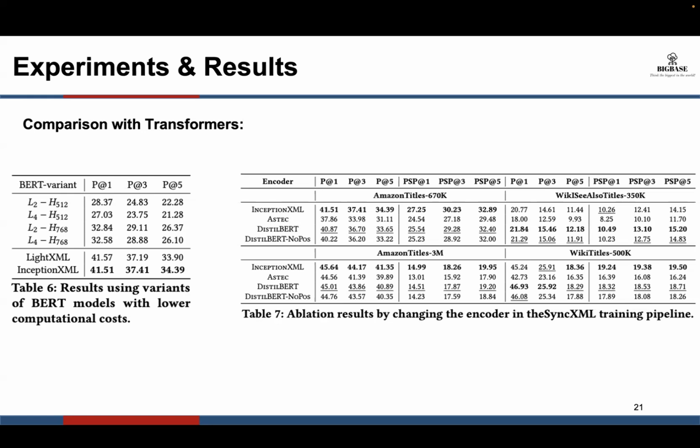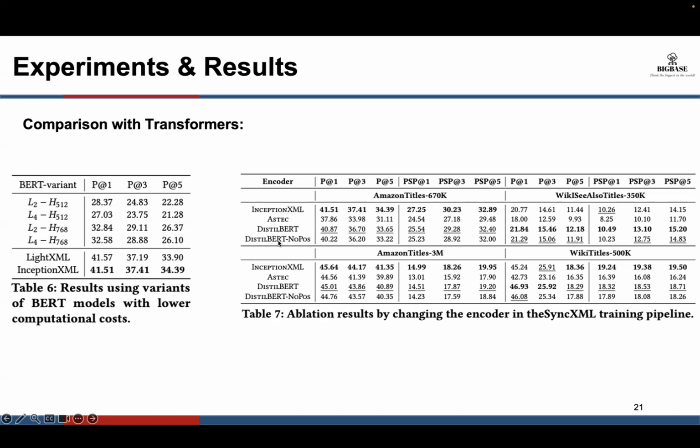And in table 7, it can be seen that the overall Inception XML outperforms the Distilbert model, but Distilbert has better results for the wiki data. We can see here, Distilbert outperforms the Inception XML in some cases because pre-training of BERT models was also done on Wikipedia, so that could be the reason.